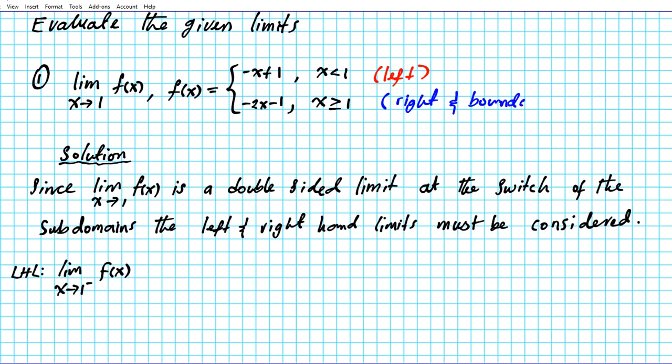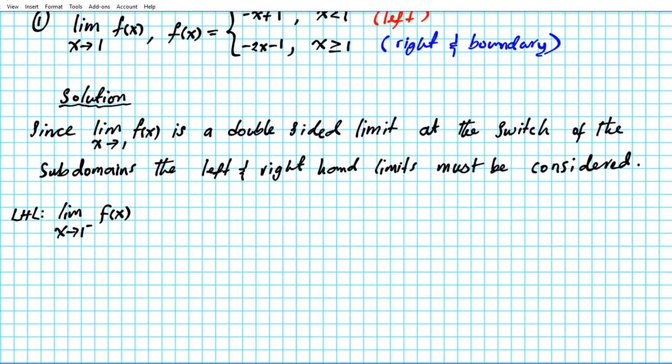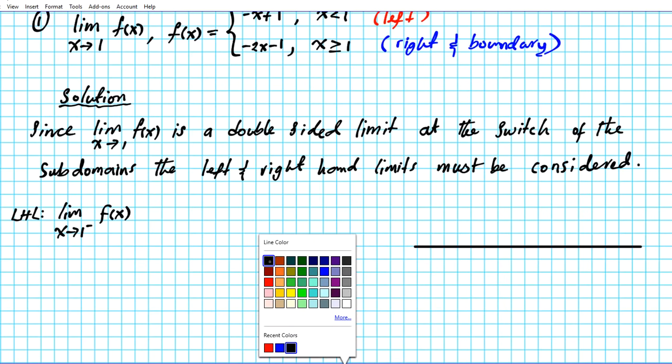The boundary is included because of that solid line you have underneath the inequality symbol. Alright, so what does this look like? Let's sketch a number line. So let's say we have a number line like this. The switch in the domain happens at x equals 1. So let's mark that down.